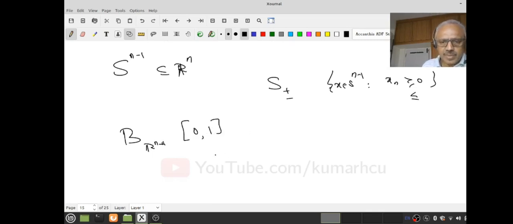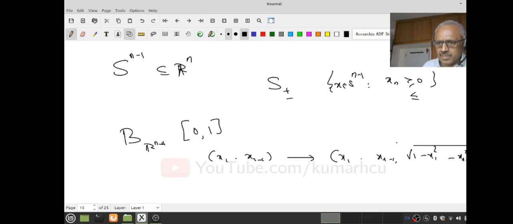Okay, then what will be the map? You start with (x1, x2, ..., xn-1) and map it to (x1, ..., xn-1, square root of 1 minus x1 squared minus ... minus xn-1 squared). Take the positive square root, this will map into S plus. If I take the negative one, then it will be S minus. The proof is exactly the same.